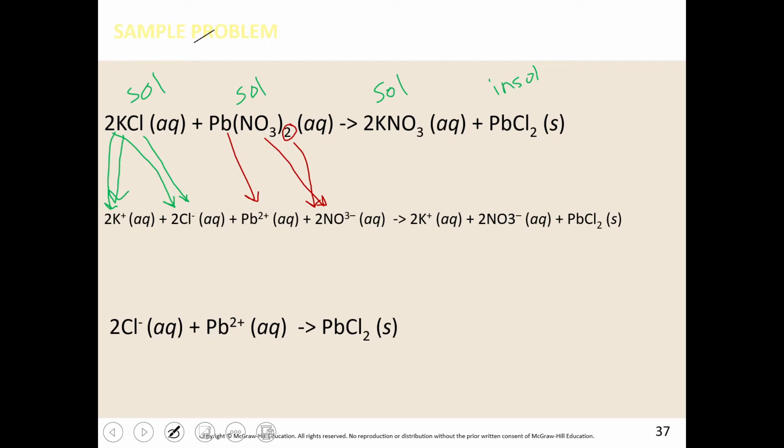And I know that because I can do the reverse switcheroo, if you remember. And then my potassium nitrate on the right-hand side of the reaction arrow says, okay, I got 2 potassiums, 2 nitrates. I know that because there's a coefficient that applies to both the potassium and the nitrate. And then my lead is an insoluble solid, so it just stays as is. It doesn't break down.